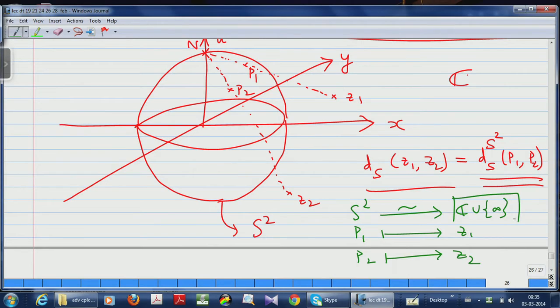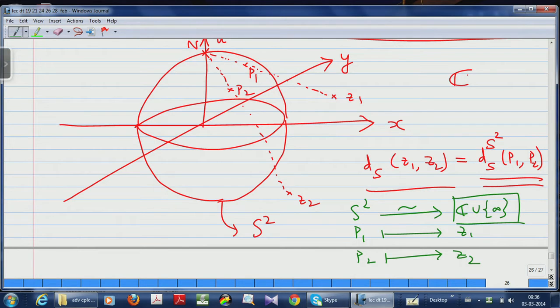But for points which are different from 0 and infinity, of course, when you say complex number, infinity is not allowed. So if it is a non-zero complex number, then its reciprocal is also a non-zero complex number. So on the right side, which is C union infinity, there is this map z going to 1/z. And this map is in fact a homeomorphism, because it is continuous. z going to 1/z is continuous in the punctured complex plane.